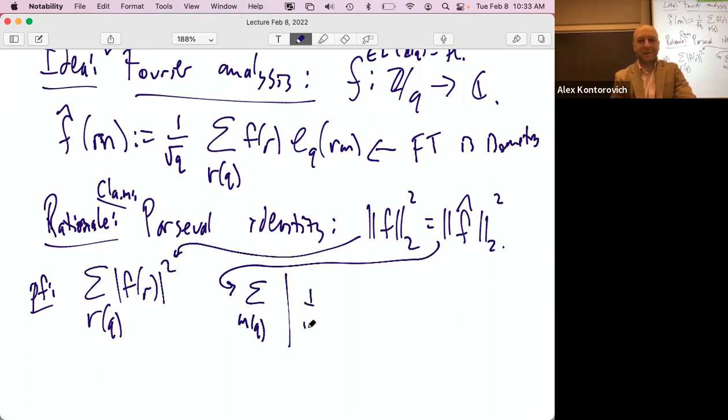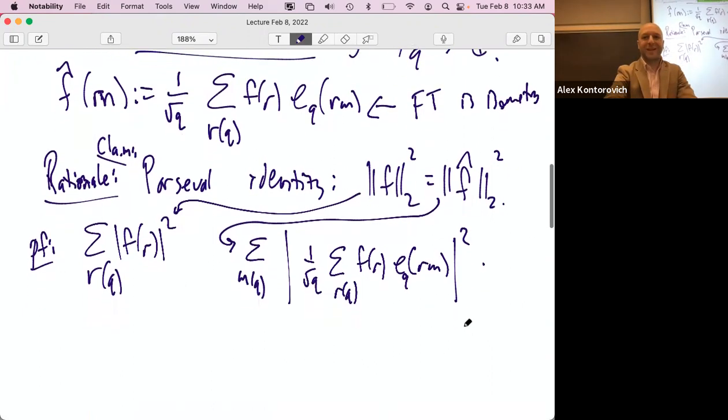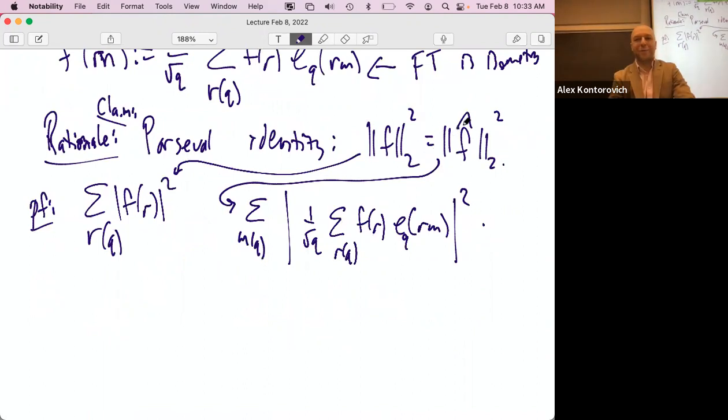So that's 1 over root q, sum over r mod q, f of r e of q r m, all squared. Okay, so this is f hat of m squared. And the L2 norm, well, the square of the L2 norm is just the sum of the squares of the things. Does that make sense? I guess some people would like to define the L2 norm here with a different normalization instead of keeping the normalization in the Fourier transform. But I can't remember that. I'm not smart enough, so I have to just do it this way.